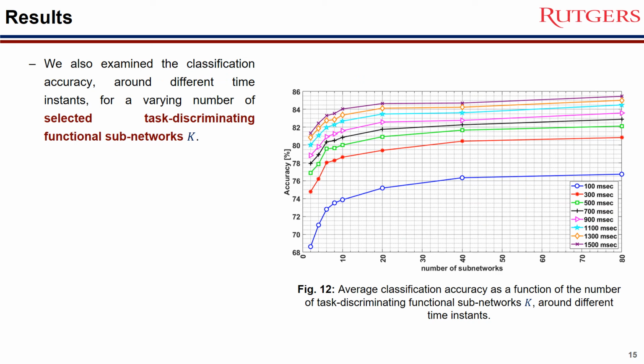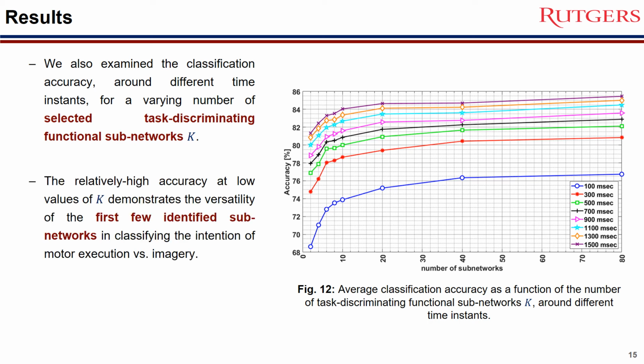We also examined the classification accuracy around different time instants for a varying number of selected task-discriminating functional subnetworks K. The relatively high accuracy at low values of K demonstrates the versatility of the first few identified subnetworks in classifying the intention of motor execution versus imagery.